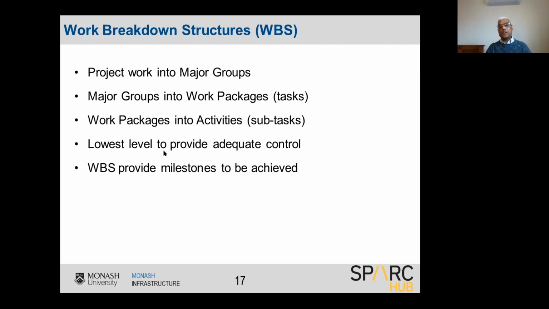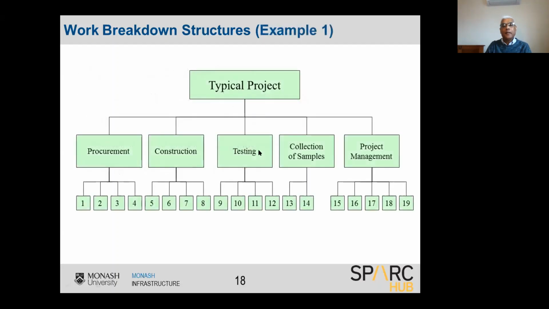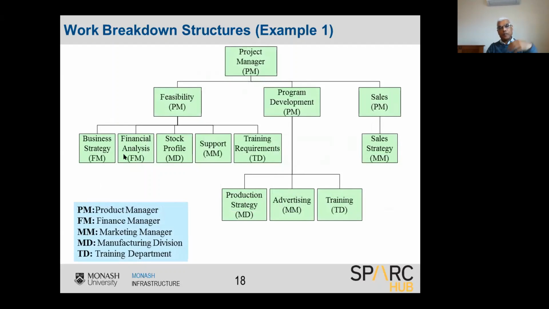The idea is to get the full project divided into work groups, then divide the work groups into packages, and then the packages into milestones or activities for better control. That's the idea of doing it. So there are typical work breakdown structures based on the work phases, or maybe based on the functions of the project. You can have work breakdown structures like that.